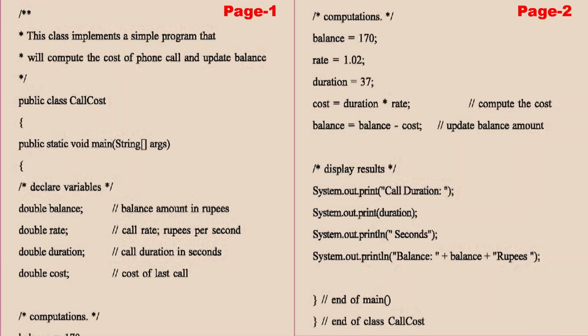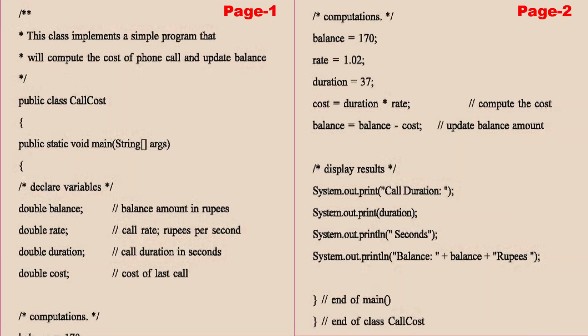Now the plus sign is called the concatenate operator. It is used to join two different things. The first balance with colon is a string and the second balance is a variable. So two different things I want to join together, so plus sign. Similarly, the second balance and the word rupees are two different things, so to join those two different things, again I am using the plus sign.